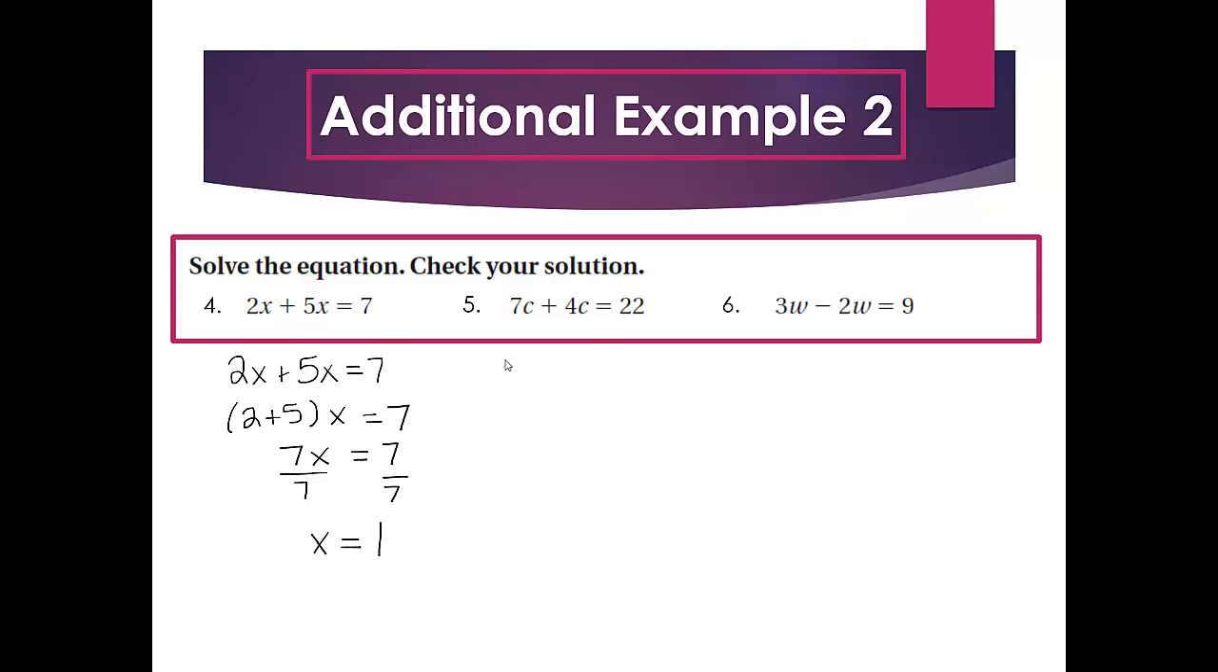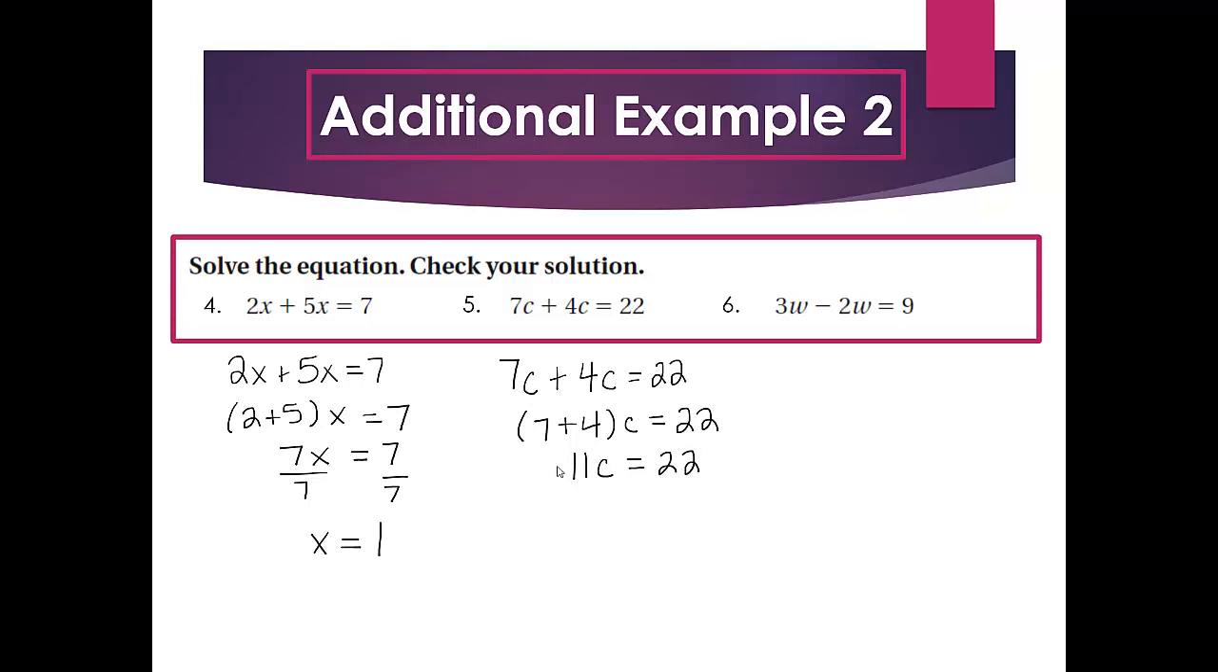Now for number 5, we have 7c plus 4c equals 22. We need to combine our like terms. We're going to combine 7c plus 4c. We'll do this by first adding 7 plus 4, and that answer would then be multiplied by c, and then that would equal 22. 7 plus 4 is 11, so we have 11 times c, or 11c, and that equals 22.